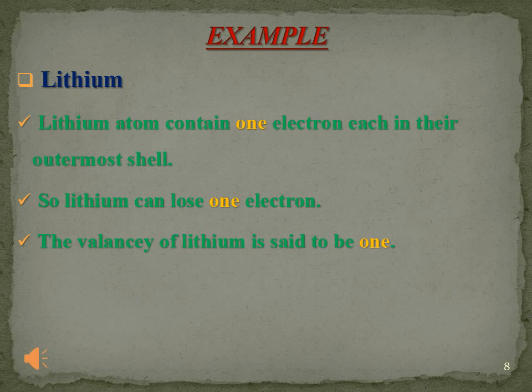If we talk about sodium, the atomic number of sodium is 11, the number of protons is 11, and the number of neutrons is 12. So the number of electrons is 11, and when you arrange these electrons in the shells, you will see that 2 electrons will go in K shell, 8 electrons will go in L shell, and 1 electron will go in M shell, and the total of all of this is 11. So the valency of sodium is 1.